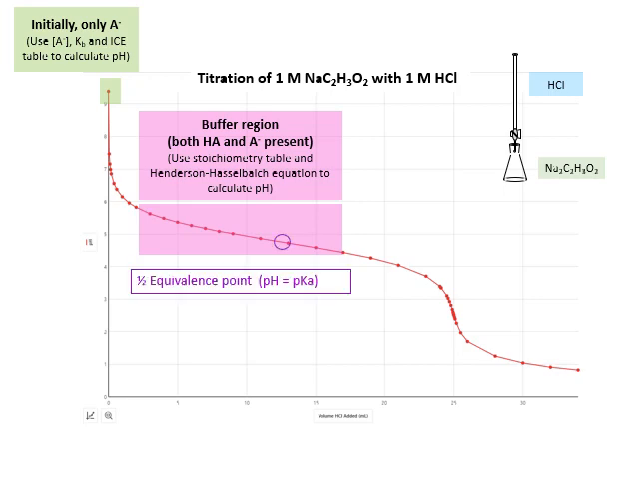Again, we see that the half equivalence point will correspond to the pKa of the weak acid component of the buffer, because this is the point at which the concentration of the HA and A- will be equal.